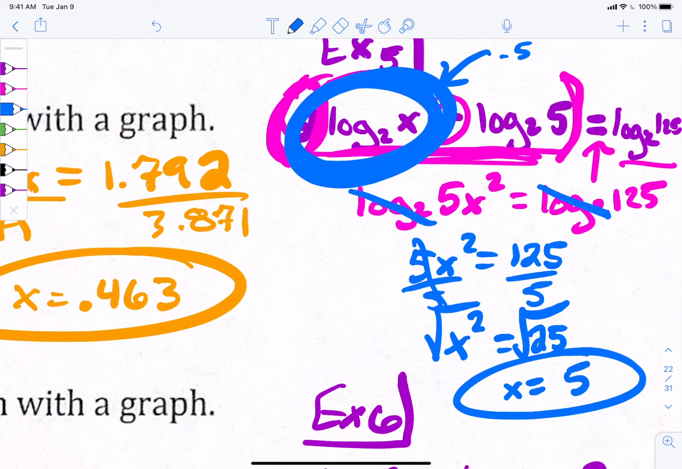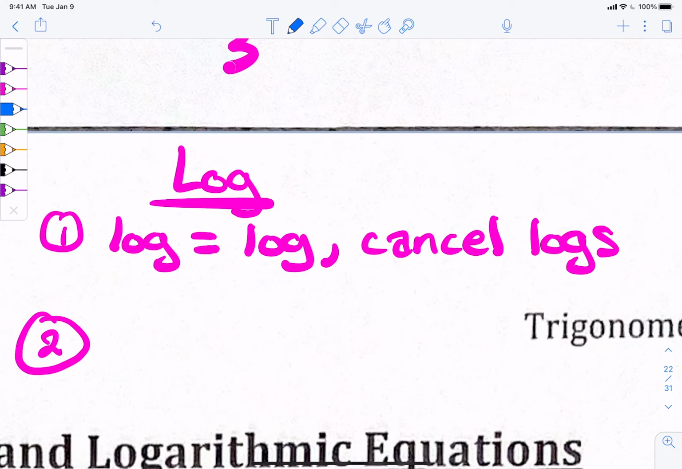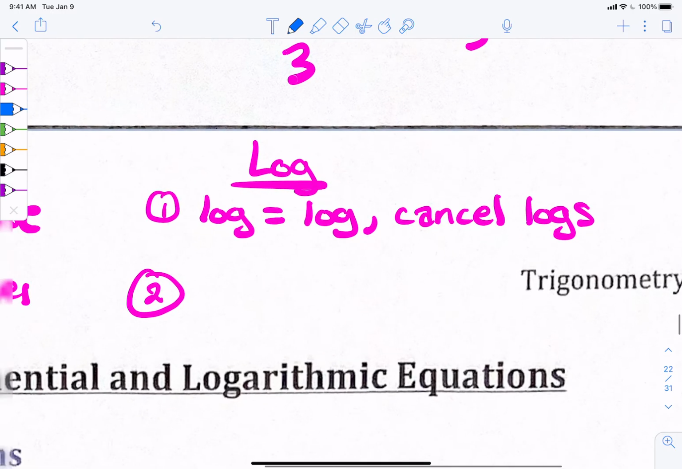Okay, so there's that. So when log equals log, you may have to simplify beforehand, but you cancel the logs out. That's strategy number 1.